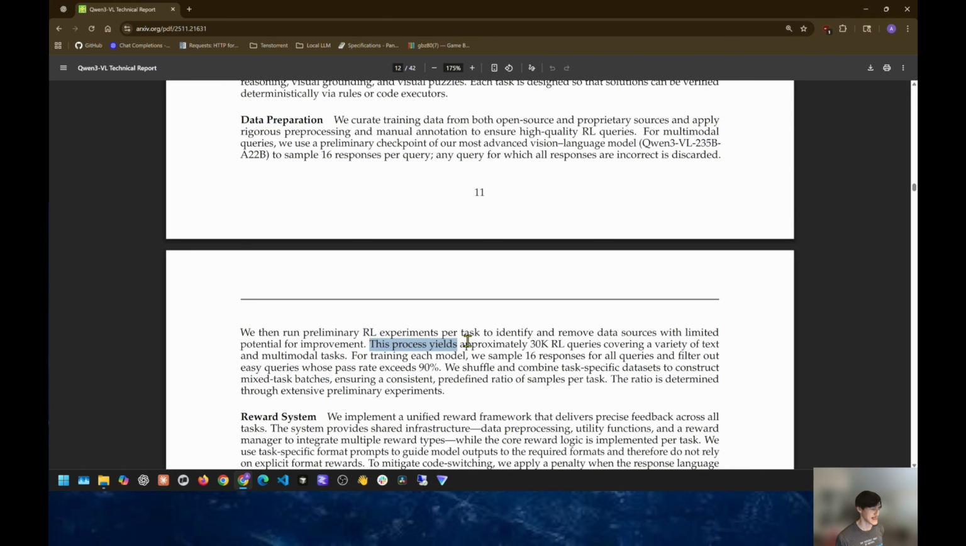This process yields approximately 30,000 RL queries, covering a variety of text and multimodal tasks. For training each model, we sample 16 responses for all queries and filter out easy queries whose pass rate exceeds 90%. We shuffle and combine task-specific datasets to construct mixed task batches, ensuring a consistent predefined ratio of samples per task. The ratio is determined through extensive preliminary experiments.